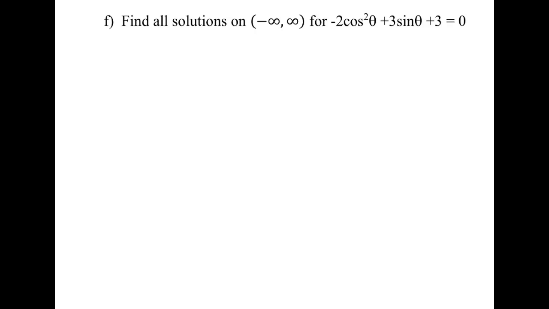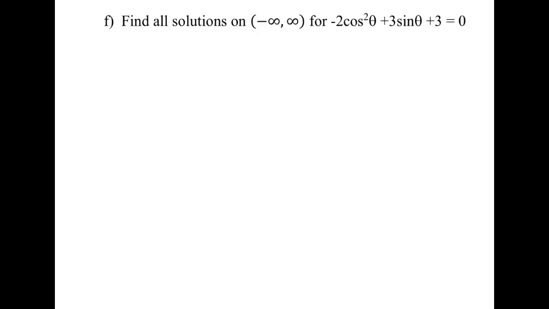And following the pattern of terrible numbering, we have 3f. Find all solutions on negative infinity to infinity, so aka all real numbers, for negative 2 cosine squared theta plus 3 sine theta plus 3 equals 0. Well, notice we have a cosine squared theta and a sine theta, which is a problem. So we're going to need to use a Pythagorean identity to turn cosine squared into sine squared.